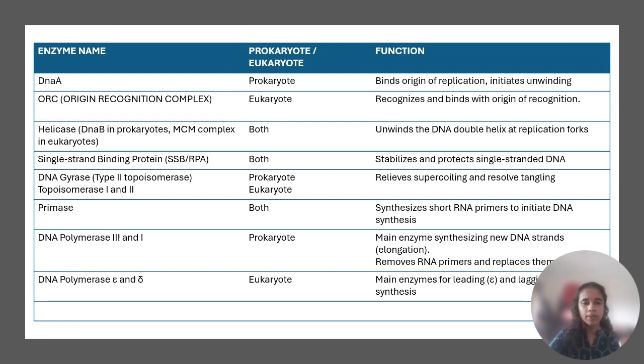So DNA polymerase epsilon and delta are for eukaryotes, and 3 and 1 are for prokaryotes. Epsilon and delta again do the same functions. DNA polymerase epsilon synthesizes the new DNA strand on the leading strand. Delta is responsible for synthesizing the lagging strand, because you have two strands there. That's why two polymerases are involved here.